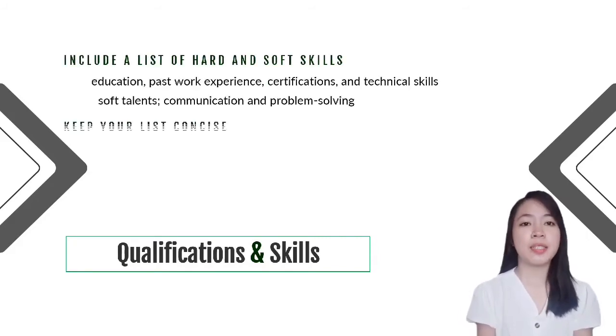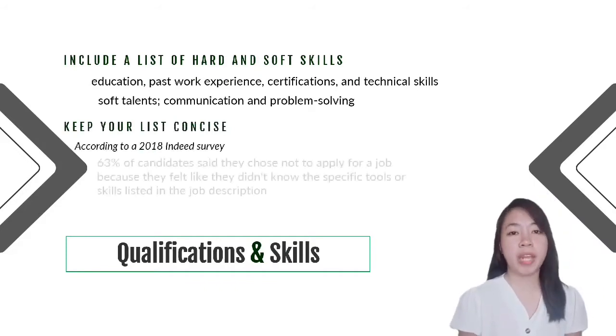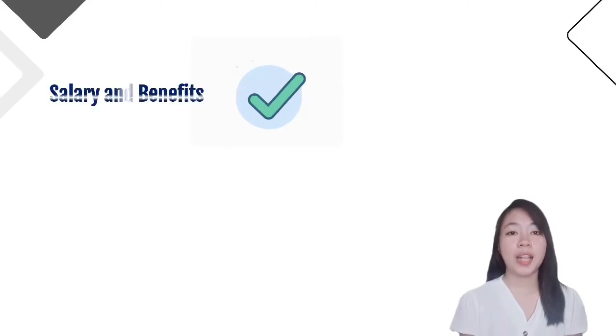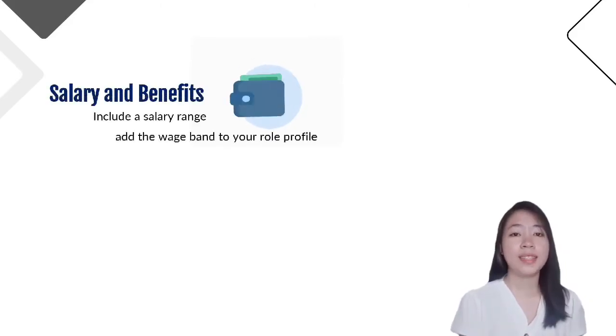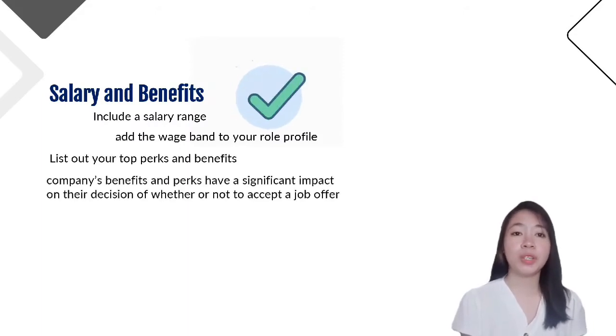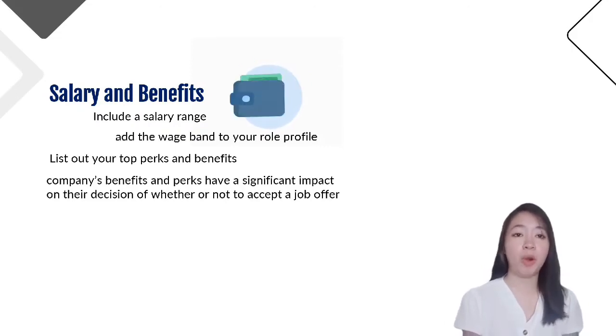Keep your list concise. In salary and benefits, follow the following as well. Include the salary range. List out your top perks and benefits. What's in it for the candidate? Most job seekers, 83%, agreed that company benefits and perks have a significant impact on their decision of whether or not to accept a job offer.